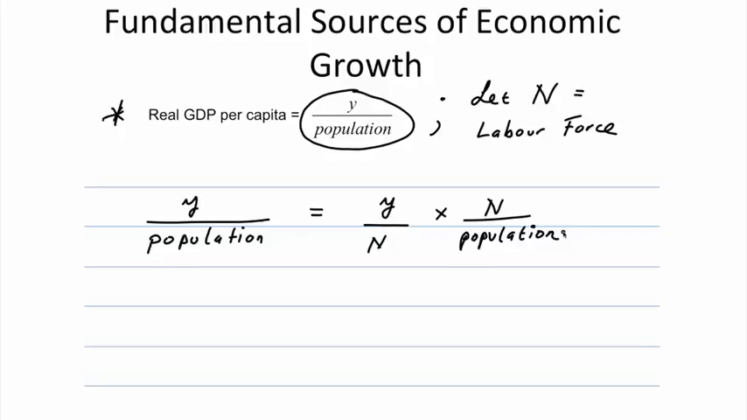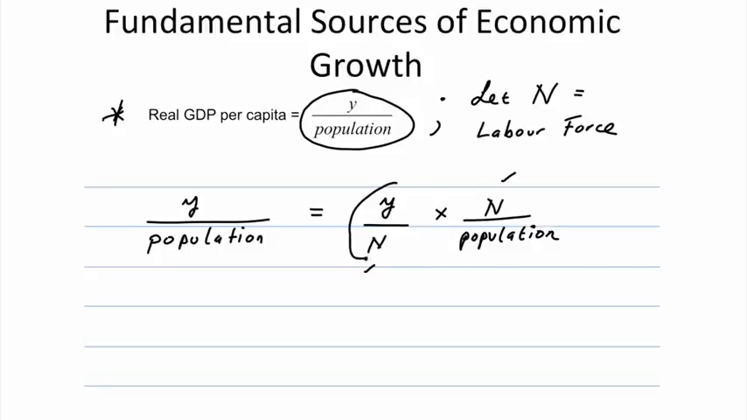Now, you can see that I've really not done anything at all, because the labour force on the numerator here and the labour force on the denominator there will simply cancel each other out. So on the right-hand side, all I've done is written real per capita GDP exactly the same as on the left-hand side. But I've broken it up in a particular way to highlight what macroeconomists believe are the two fundamental sources that ultimately are responsible for economic growth.